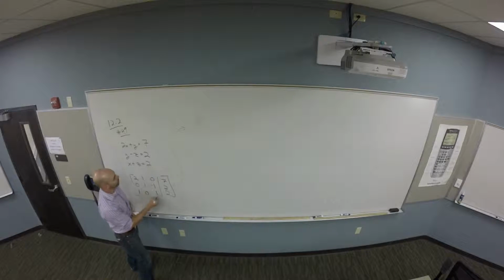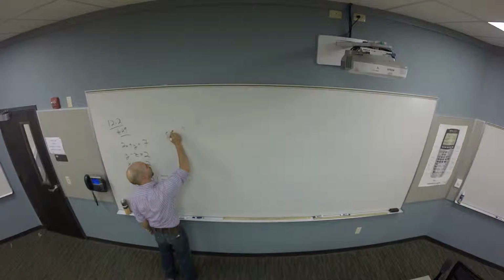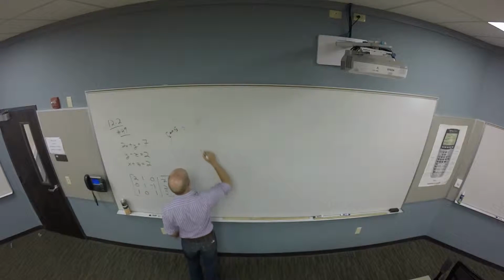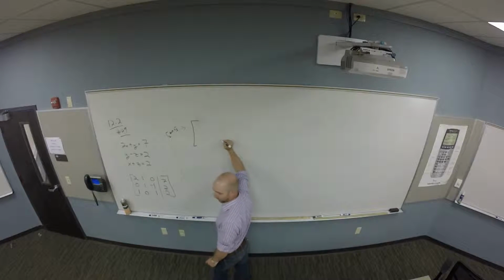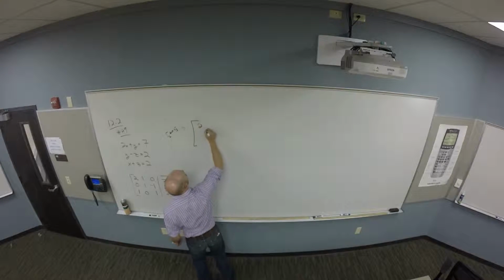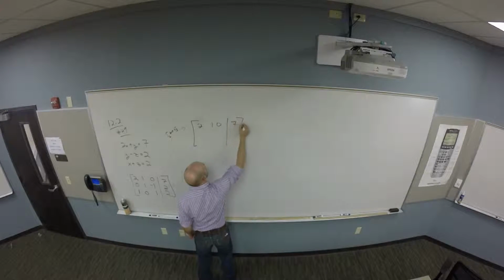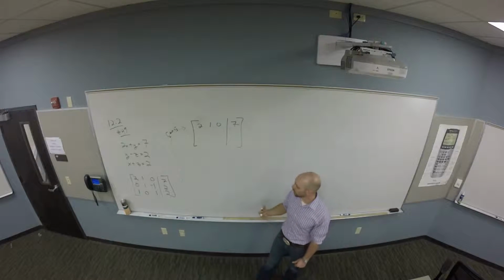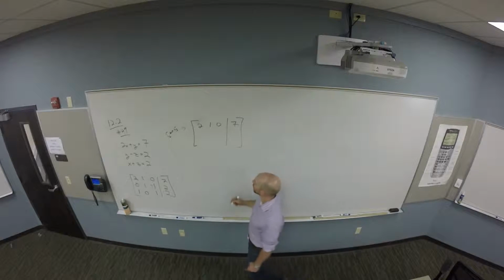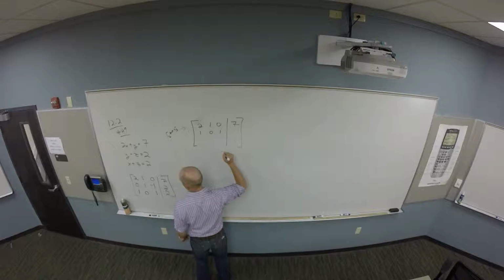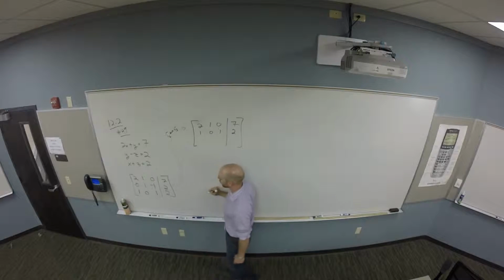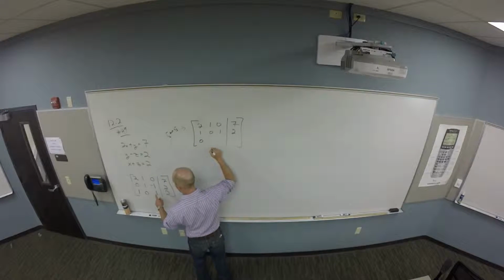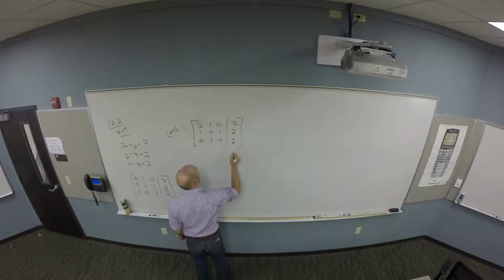Okay, sure. Let's switch. So we'll exchange row 2 and row 3. If I exchange row 2 and row 3, what happens to row 1? Yeah, it stays the same. So I got 2, 1, 0, 7. Everybody with me? All right, now what's my new row 2? 1, 0, 1, 2. Okay. What's my new third row? 0, 1, negative 1, 2.